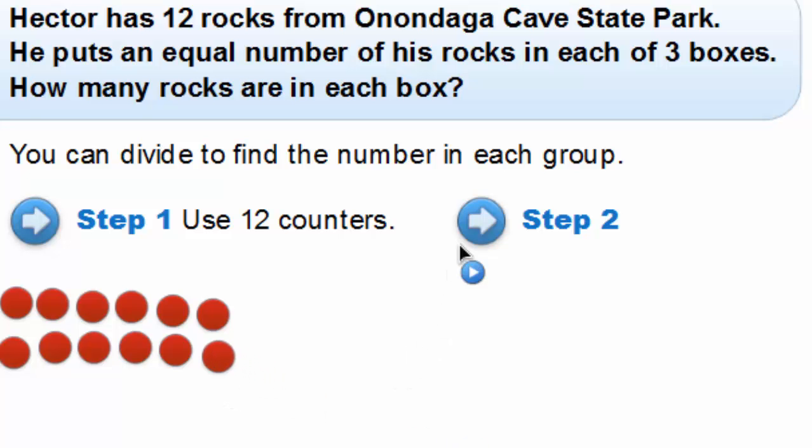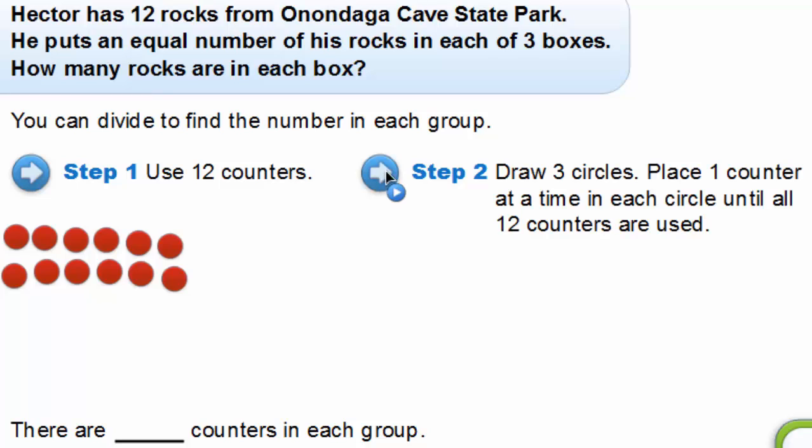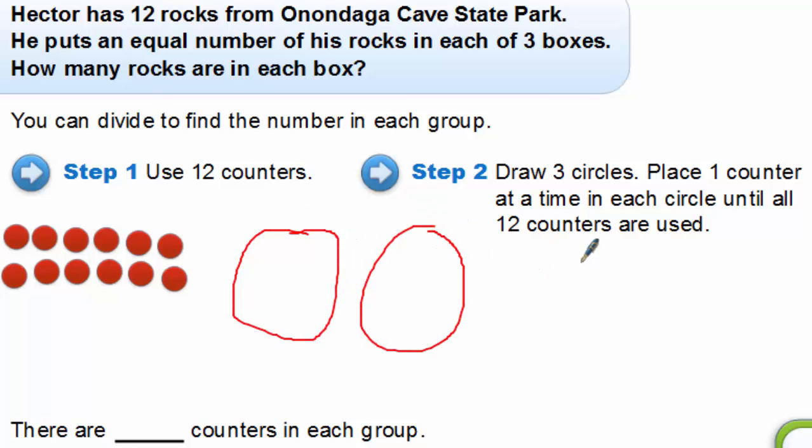Now that you have your 12 counters, let's look at step 2. Draw 3 circles, place 1 counter at a time in each circle until all 12 counters are used. So if you have a piece of paper and you can draw on it, that'd be great. If not, just make sure that you're putting your counters into 3 separate groups. We're going to do 1 at a time because these groups must be equal.